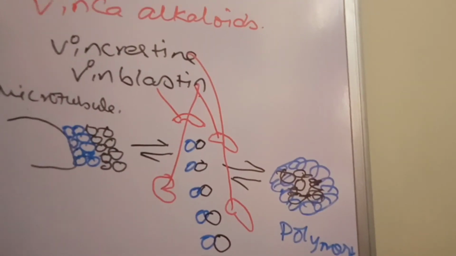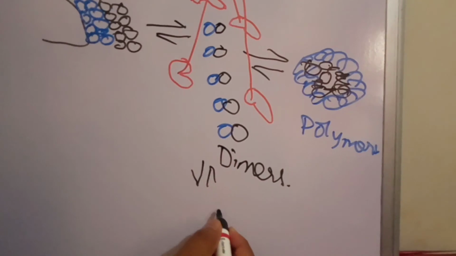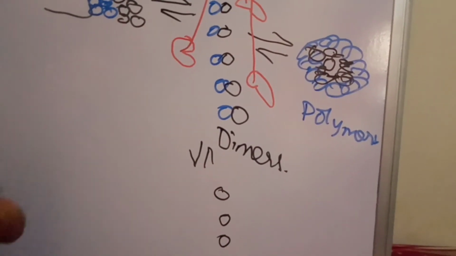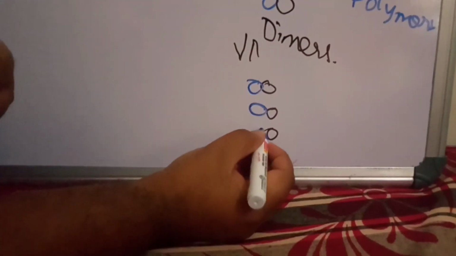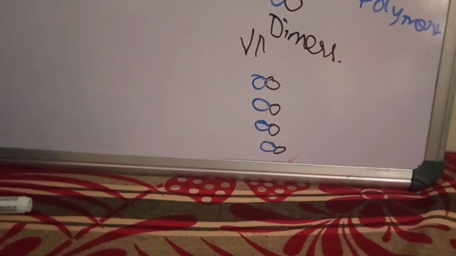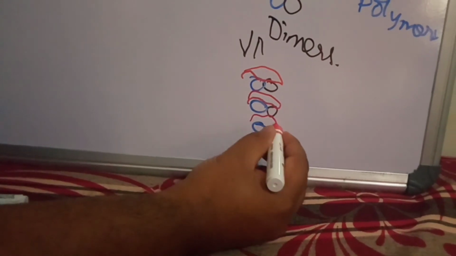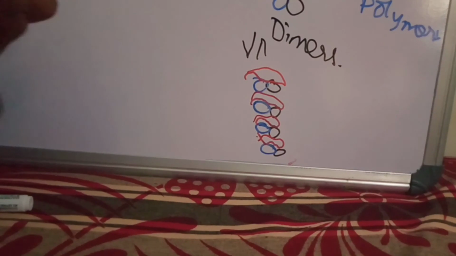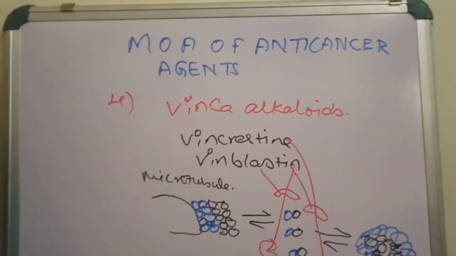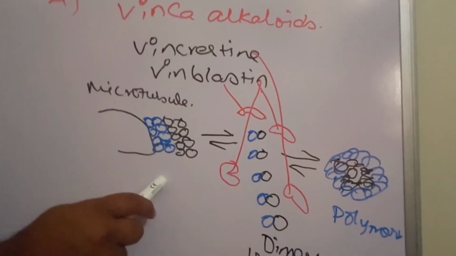Now what happens? That drug will cover the dimers. Let me draw first in black. They bind with the microtubule during the metaphase and arrest the metaphase. Vincristine or vinblastine acts on the dimers, binds with the dimers, and prevents the polymerization, thereby preventing cell division. By binding with it, it prevents the polymerization.